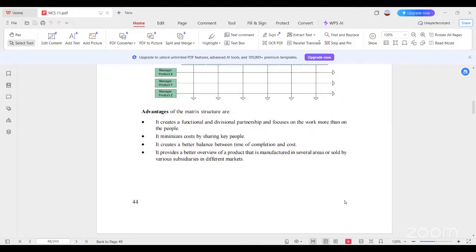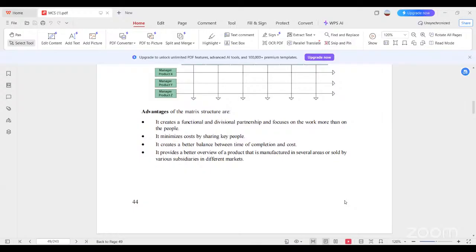Now, what about the matrix structure beyond two dimensions? Sometimes it may happen that the matrix structure becomes too complex: functional, product, and region. In this scenario, what will happen? It increases the complexity, exaggerates confusion, and it will make control very difficult.